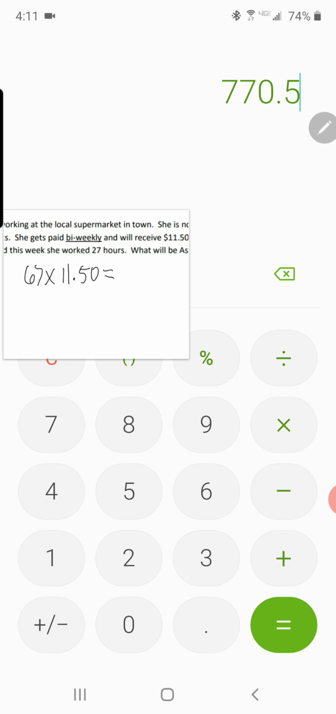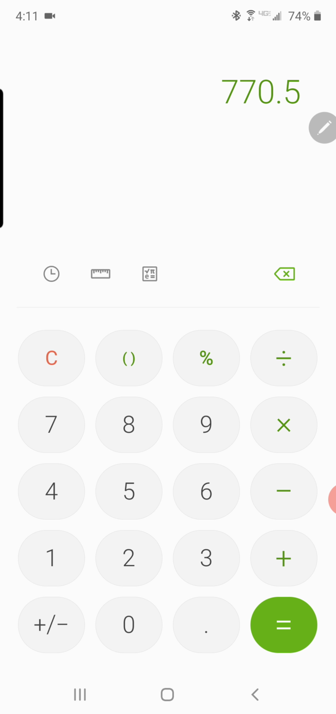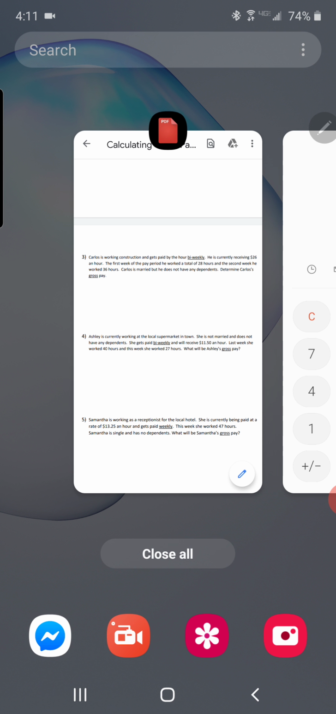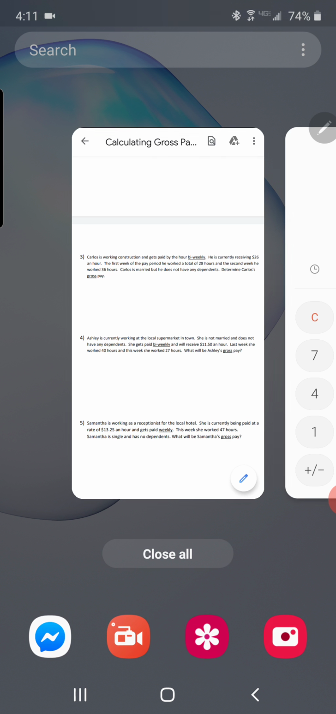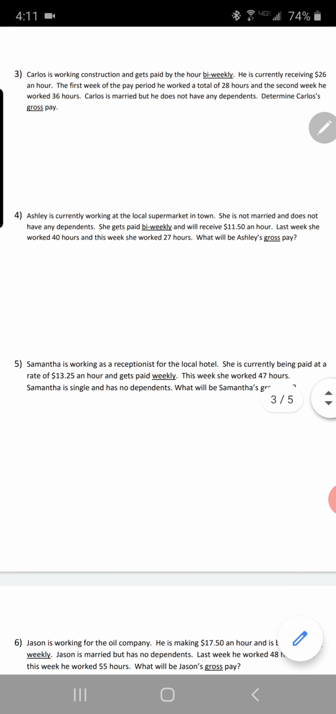Guys, once again, please put two numbers to the right of the decimal, dollars and cents. We can't just put 770.5. Your paycheck stub will show 770.50 if it has to. All right, moving on to the next one. We just did Ashley. Let's move on to Samantha.